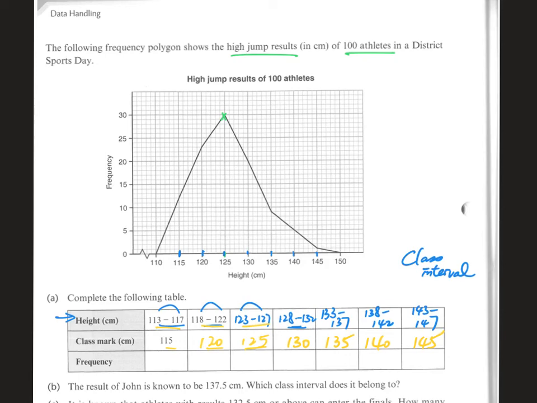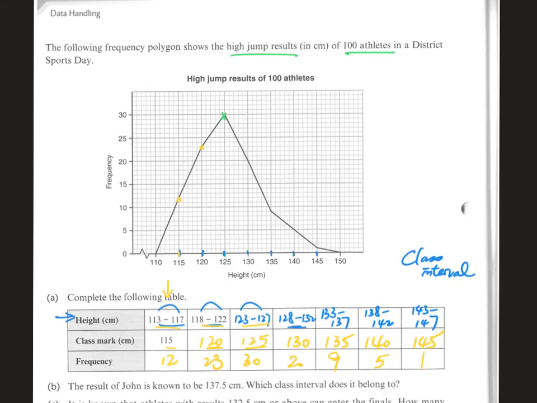And the frequency can now be read from the diagram, because at 115 you should have 12, which belongs to the group 113 cm to 117 cm. Similarly, for the class mark 120, you will see it's 23. And now take another 10 seconds to write down the answers in the coming boxes. Now they are 30, 20, 9, 5, 1.